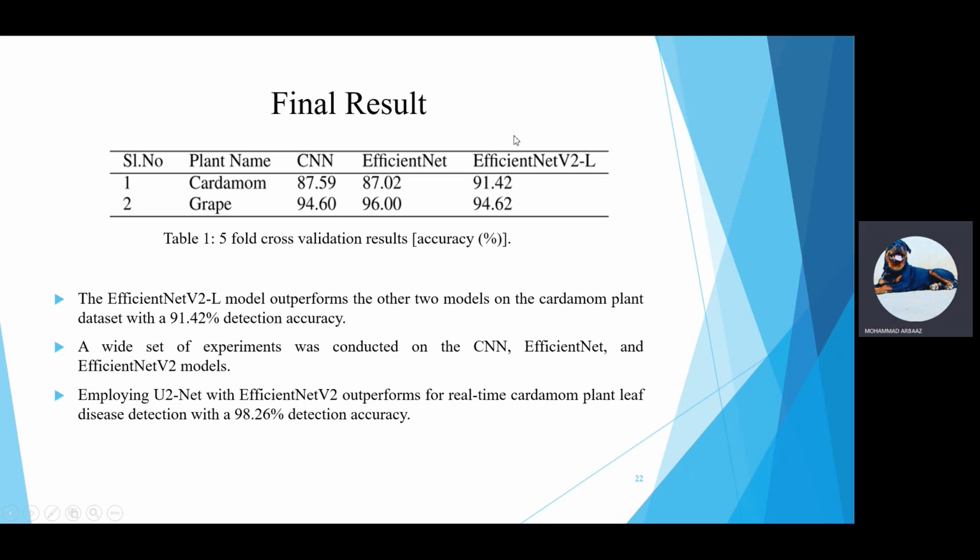A wide set of experiments was conducted on neural network, convolutional neural network, EfficientNet and EfficientNetV2 models. Employing U2Net with EfficientNetV2 outperforms for real-time cardamom plant leaf disease detection with 98.26 detection accuracy. When we use U2Net with EfficientNetV2, we will be getting 98.26 accuracy of detecting plant diseases.